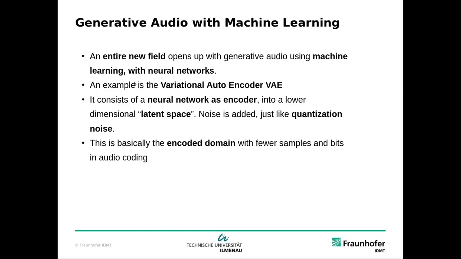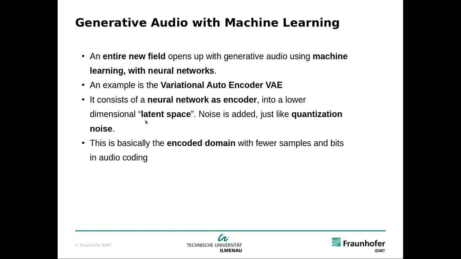Yeah, and then we have machine learning, generative audio with machine learning. And this is actually an entire new field which opens up with generative audio using machine learning with neural networks. An example is the so-called variational autoencoder, or short VAE. It consists of a neural network as an encoder into a lower dimensional so-called latent space. So in audio coding, we say this is the encoded signal, right? Latent space is basically the encoded signal.